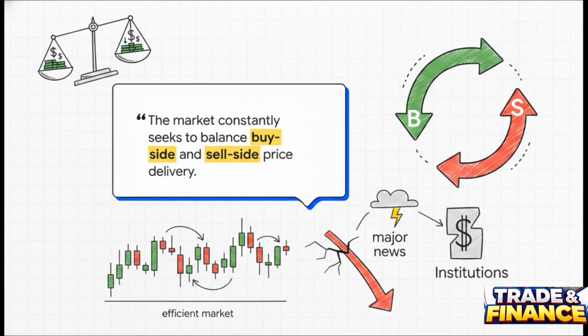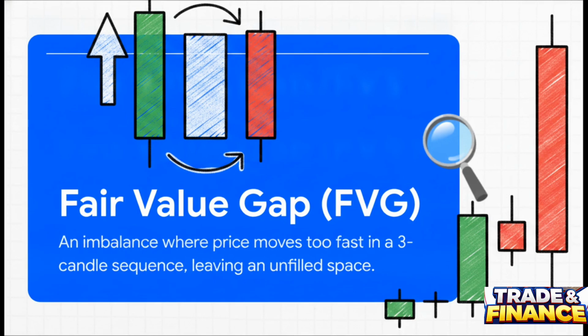But let's be real, the market isn't always efficient, is it? When major macroeconomic news drops or institutions suddenly flood the market, price gets delivered way too rapidly in one single direction. When that massive displacement happens, the market literally skips over price levels. So we need to quickly establish our baseline here, the fair value gap, or FVG.